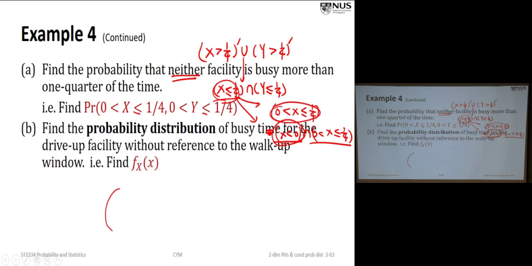The second part asks us to find the probability distribution of the time that the drive-up facility is busy without reference to the walk-up window. What does that mean? It simply means that we don't care about what happens to the walk-up window. That means we don't care about the y values. We just want to know about the behavior of x. So in other words, we are looking at the marginal of x. So what does it mean? It means that we don't care about the y.